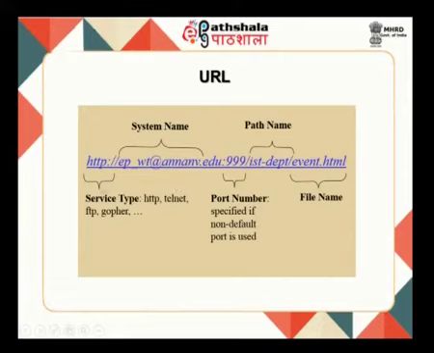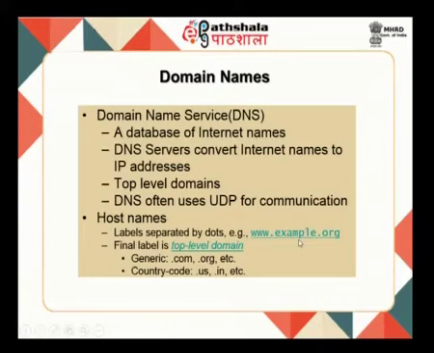How does a URL look like? It starts with the protocol name. HTTP is a famous protocol used for sharing resources on the internet, then colon double slash, and then the system name, for example ePathshala underscore web technology at annu.edu, colon, the port number, which is specified only if a non-default port is used, and then the path name, where you can give the path and the file name. So, this is how a URL looks like, and then coming to the domain name.